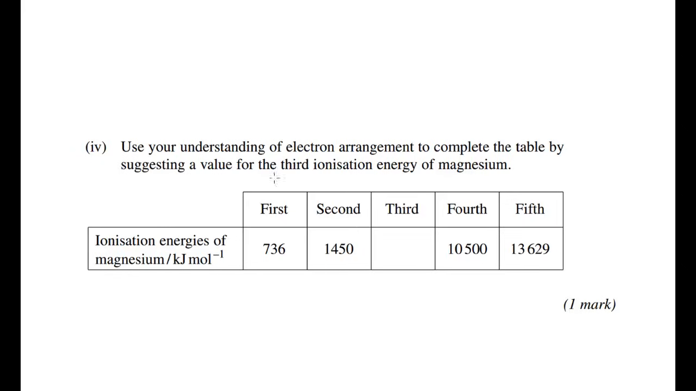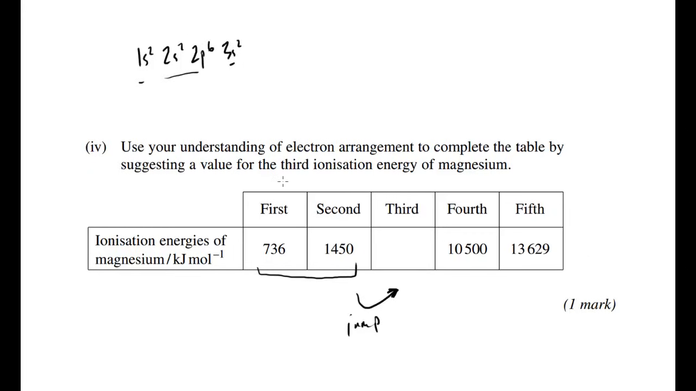It says, use your understanding of electron arrangement to complete the table by suggesting a value for the third ionization energy of magnesium. Now magnesium is 1s2, 2s2, 2p6, 3s2. We know it has 2 electrons in this outer shell, then 8 in the next one and 2 in the final one. So these 2 are going to be increasing. Then we're going to have a big jump to this one here, which should be in line with these 2.